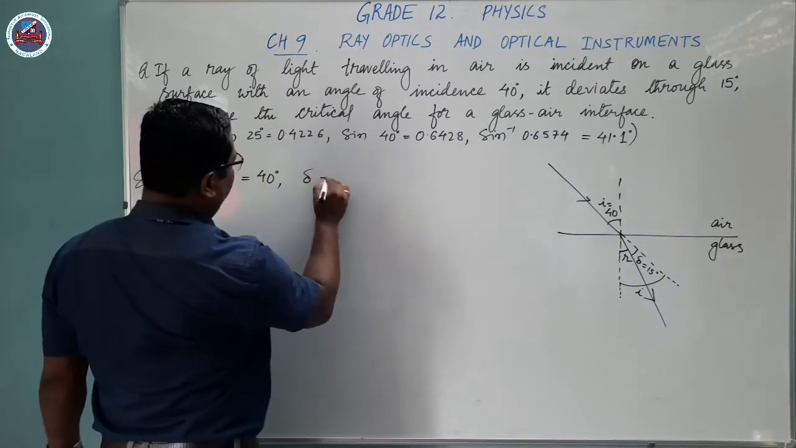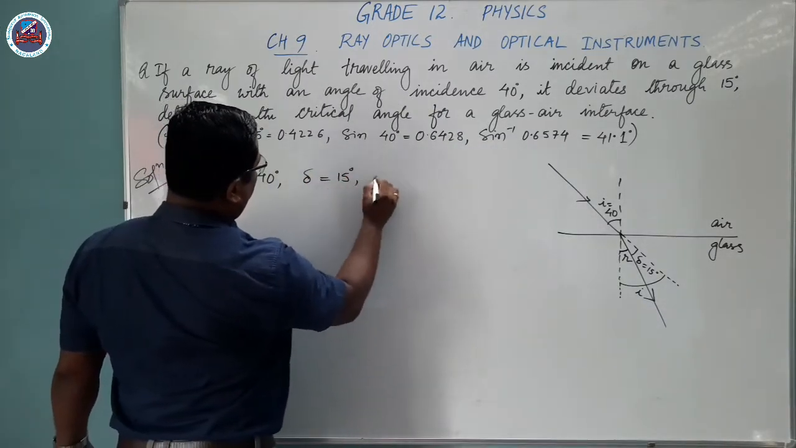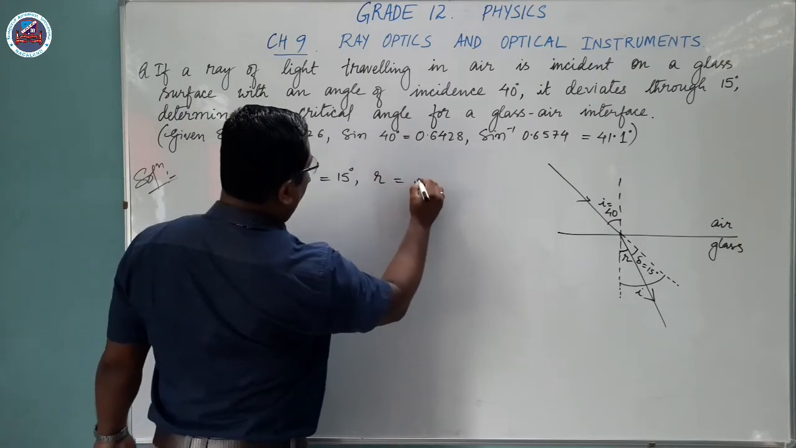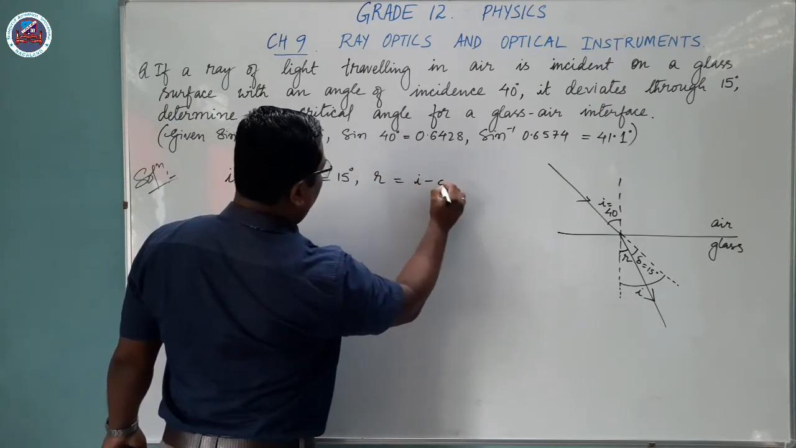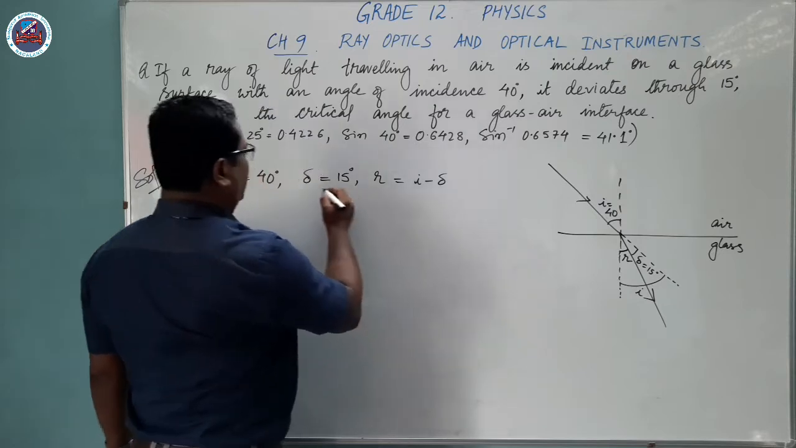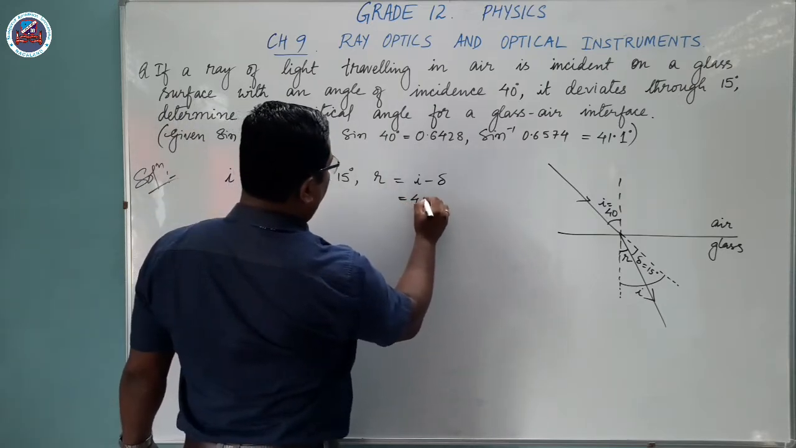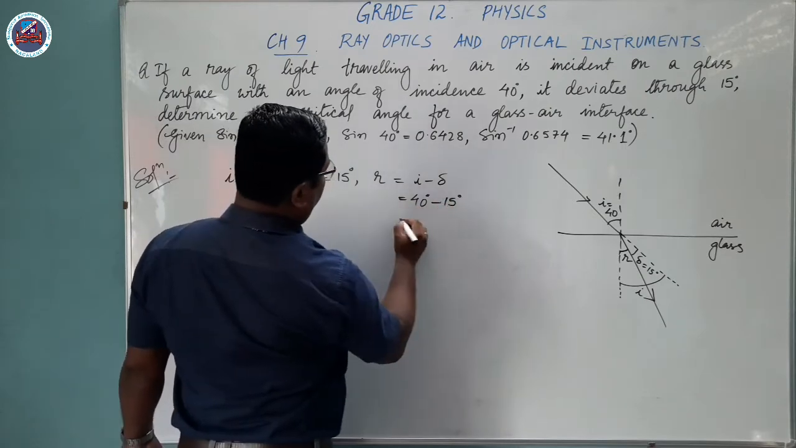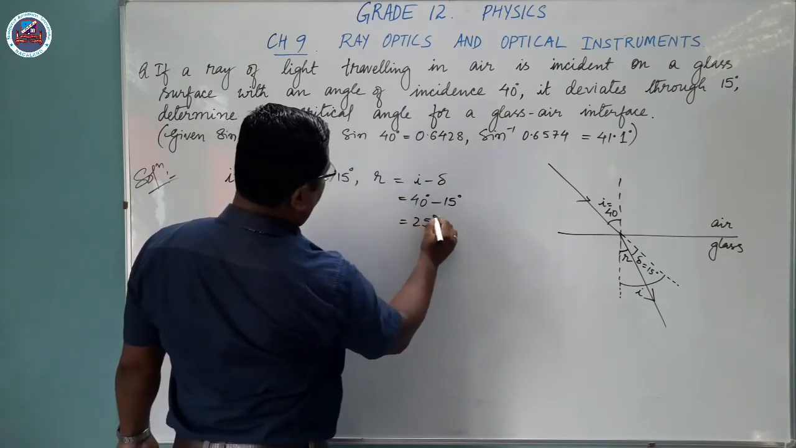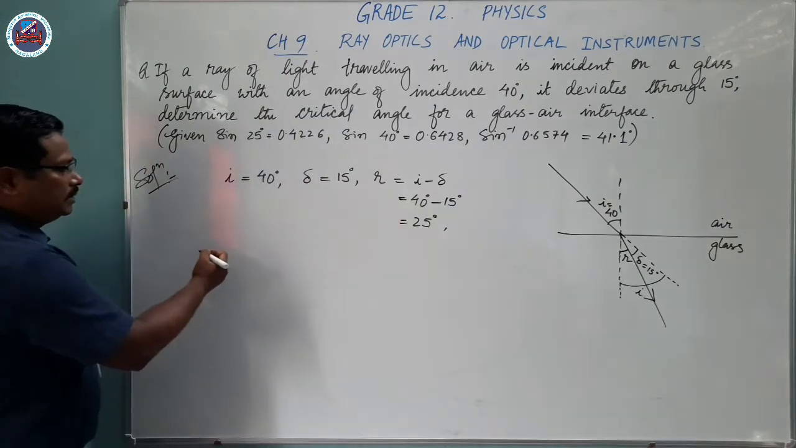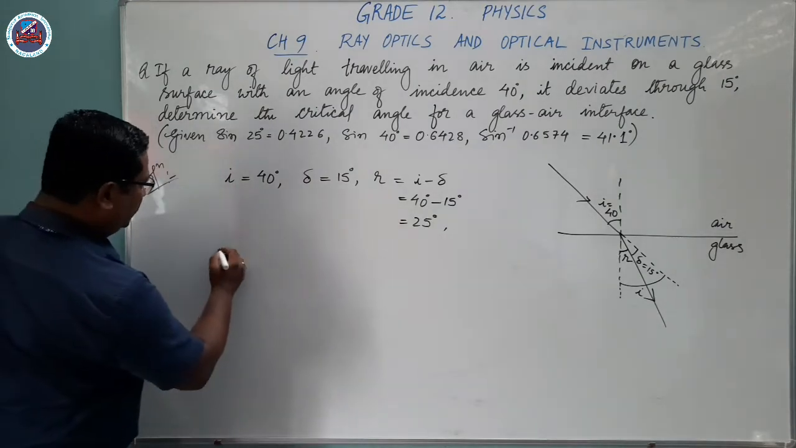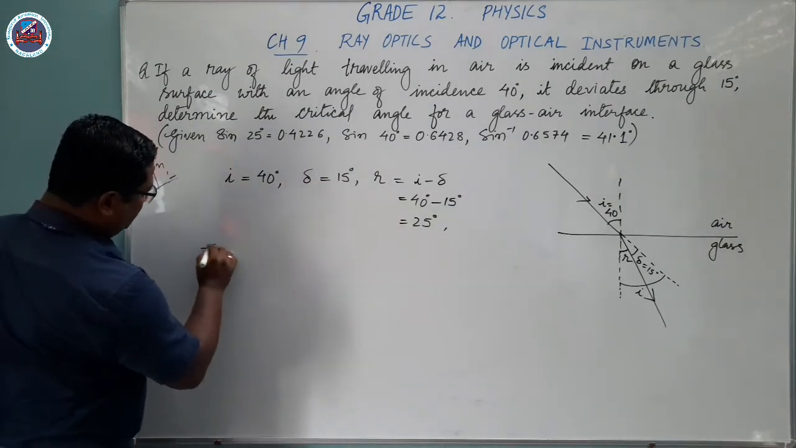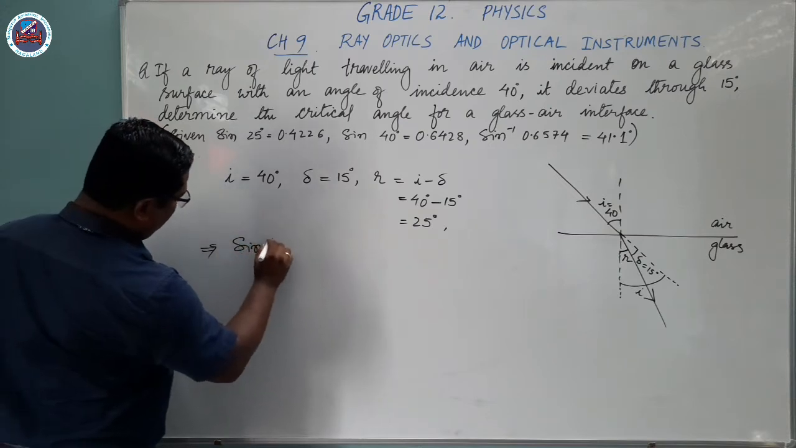So here the angle of deviation is given as 15 degree. So angle of refraction will be I minus the angle of deviation. Angle of incidence is 40 degree minus delta, that is 15 degree. It will be equal to 25 degrees. Now let us use Snell's law of refraction, that is sin I by sin R.